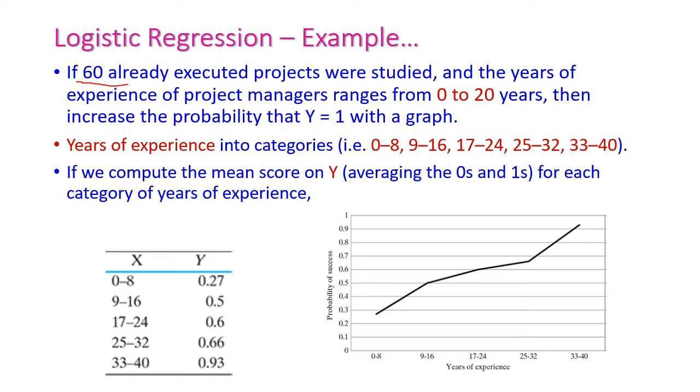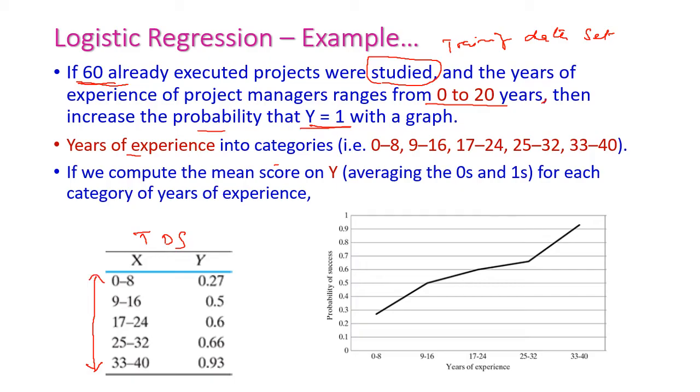For this problem, 60 already executed projects were studied. This is the training data set. The years of project manager experience range from 0 to 20 years. Then we increase the probability that y equals 1 with the graph. So here the years of experience are put into categories. This is the training data set. X is given by the range of experience, the project manager's experience, and the corresponding y value is given here. Accordingly, we try to plot the graph.